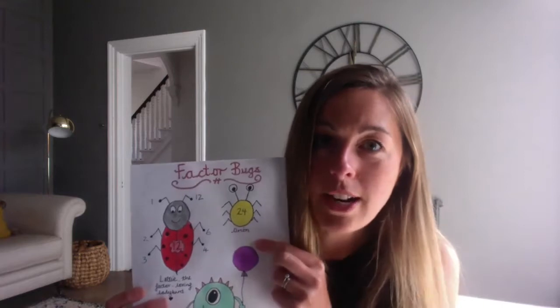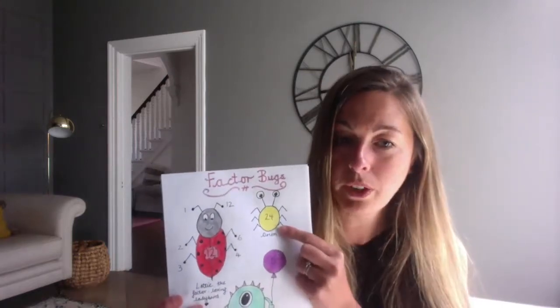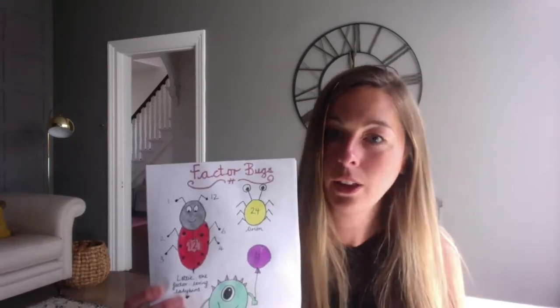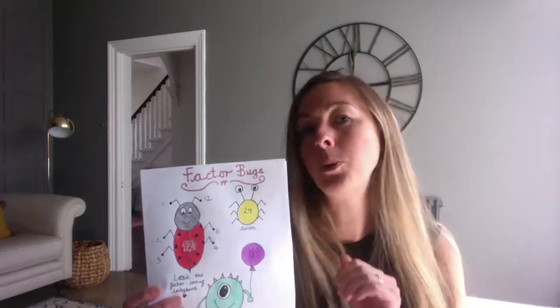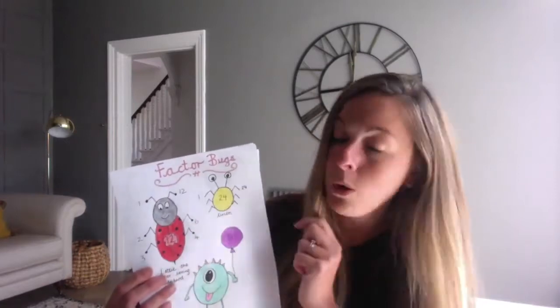Okay, so now I'm going to move on to Orion. Orion is my space spider, and Orion has got the number 24. And then what we're going to do again is we're going to think about what two numbers multiply together to make the number 24. And so we're going to start off with a 1 times table. So 1 times by 24 is definitely 24. Then I'm going to move on to my 2 times table. 2 times by what is 24? 2 times by 12 is 24.